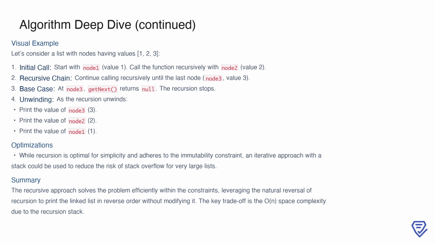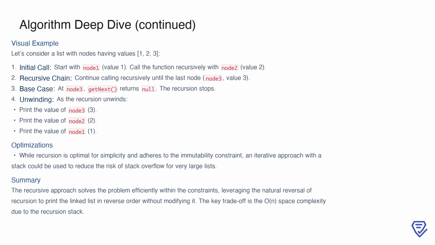At node 3, the getNext method returns null, signaling the base case. The recursion stops, and as it begins to unwind, the values are printed in reverse order. First, the value of node 3, 3, is printed, followed by node 2, 2, and finally, node 1, 1.